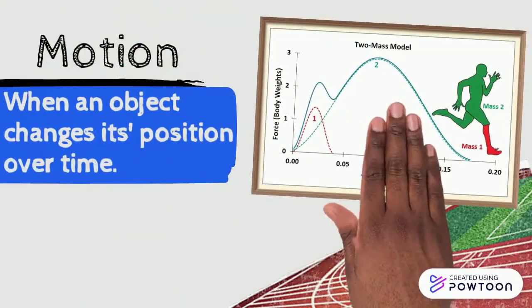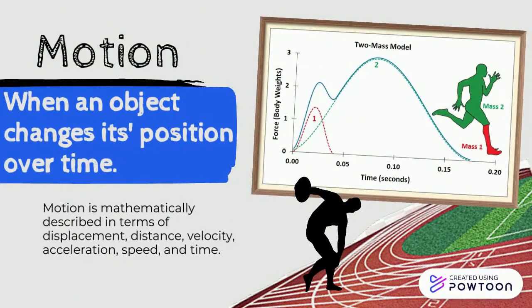On the other hand, motion is when an object changes its position over time. Motion is mathematically described in terms of displacement, distance, velocity, acceleration, speed, and time.